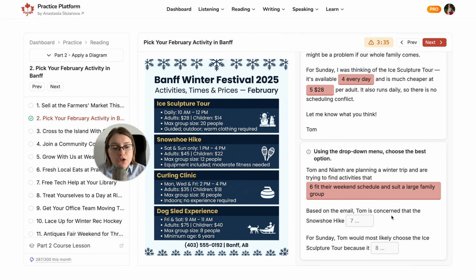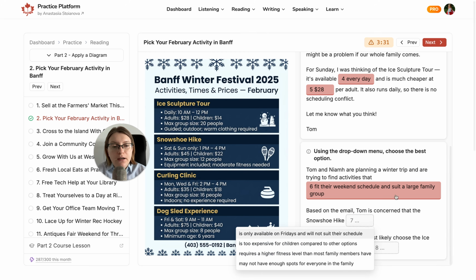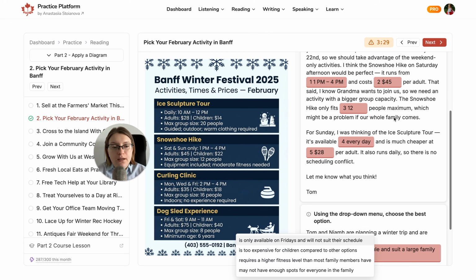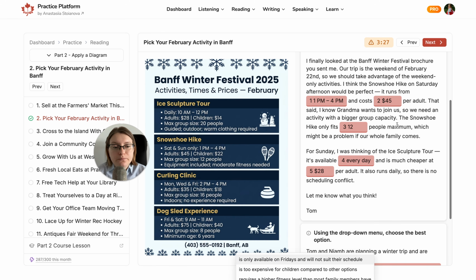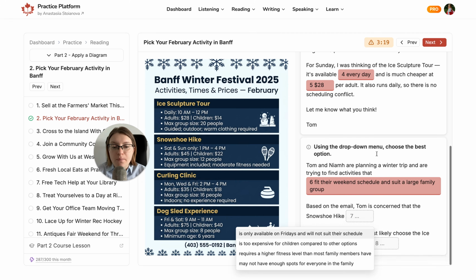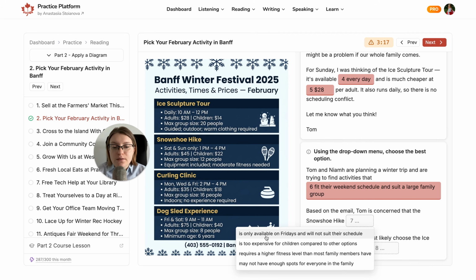Based on the email, Tom is concerned that the snowshoe hike... concerned, it means worried, yeah? And the worry was about the group size. You see, the snowshoe hike only fits 12 people maximum, which might be a problem. So which one is the paraphrase for this idea?